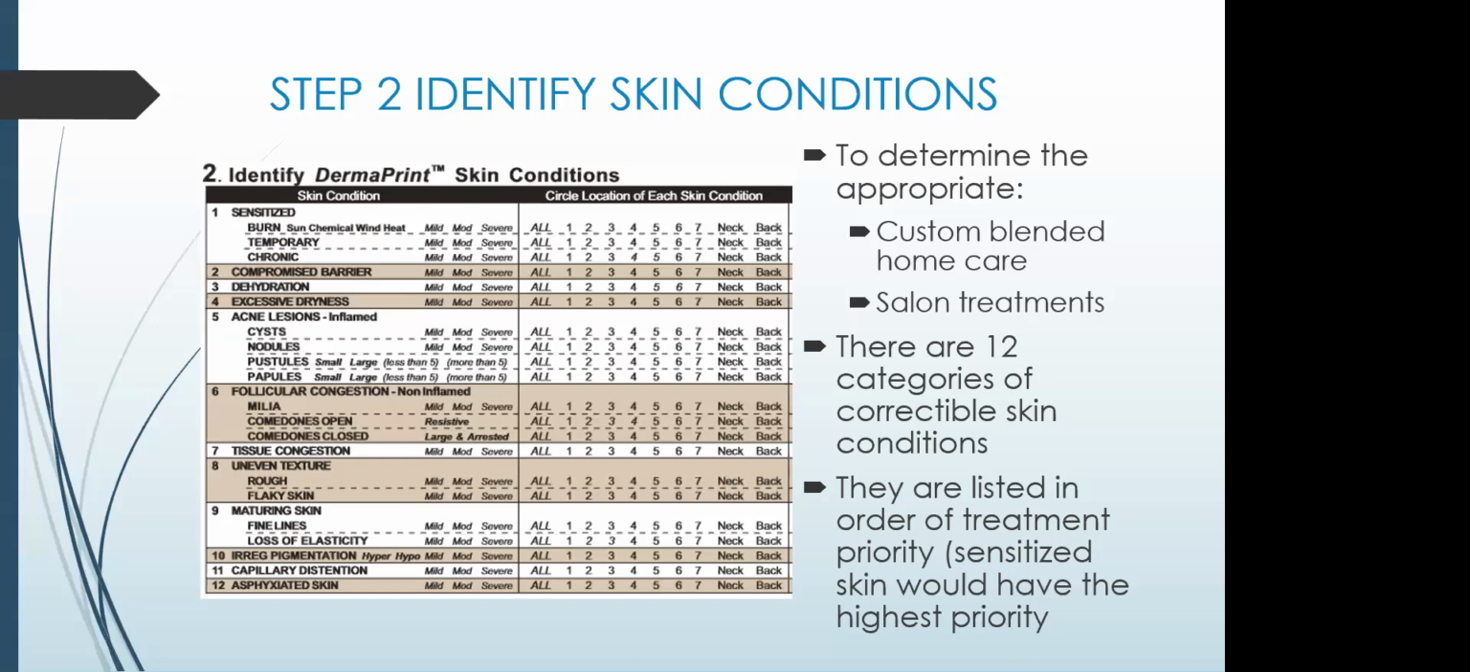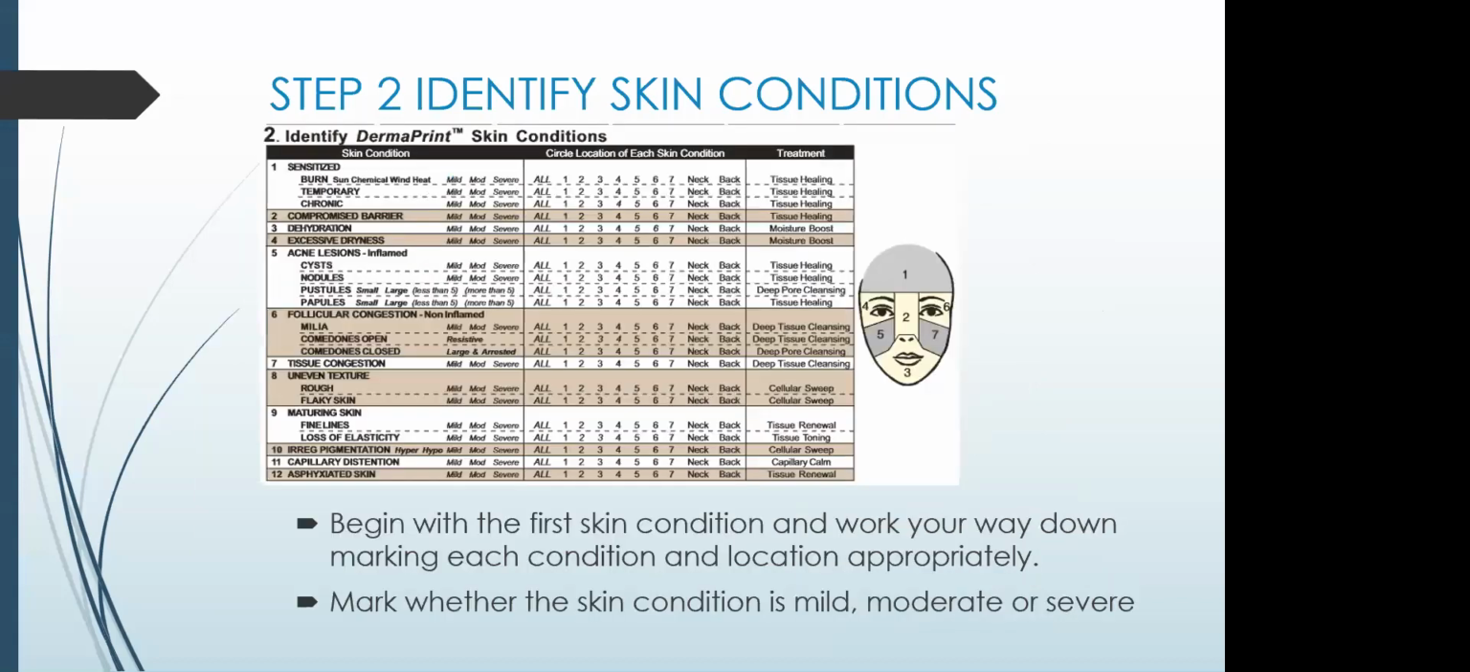When you're doing your analysis on your client, you have to go through each and every one of these. And to help us do that, we've divided the face into 7 zones. By identifying the skin condition in those zones, we'll determine our course of action. We're going to begin with the first skin condition, work your way down, marking each condition and location appropriately. Mark whether the skin condition is mild, moderate, or severe.